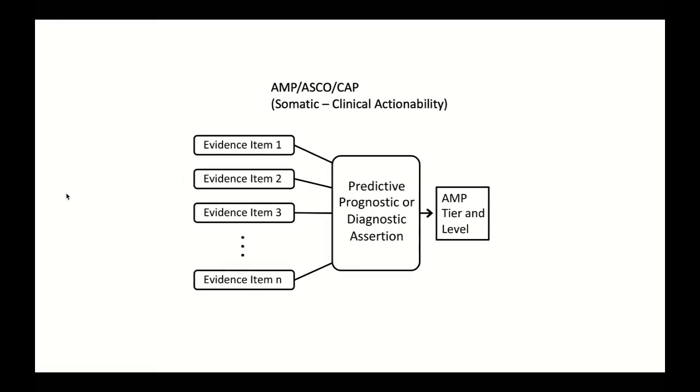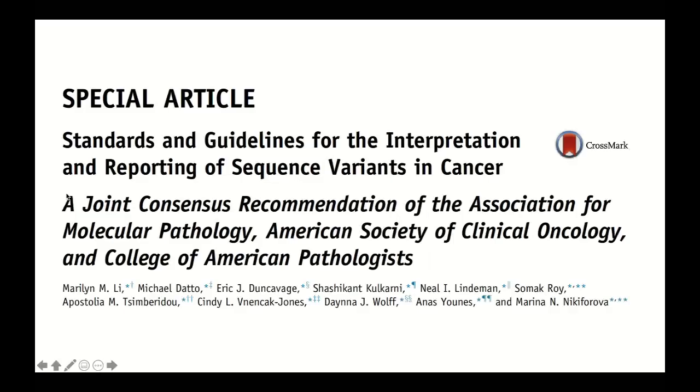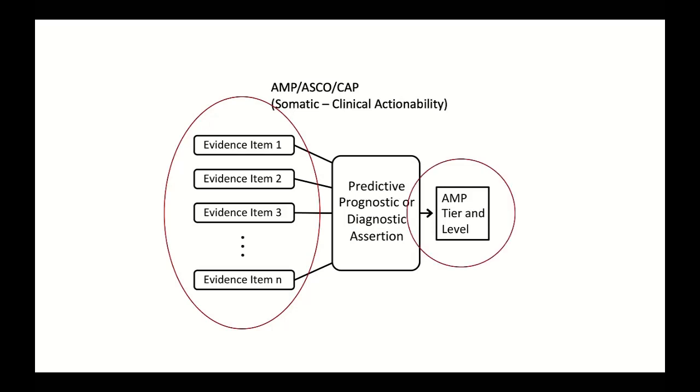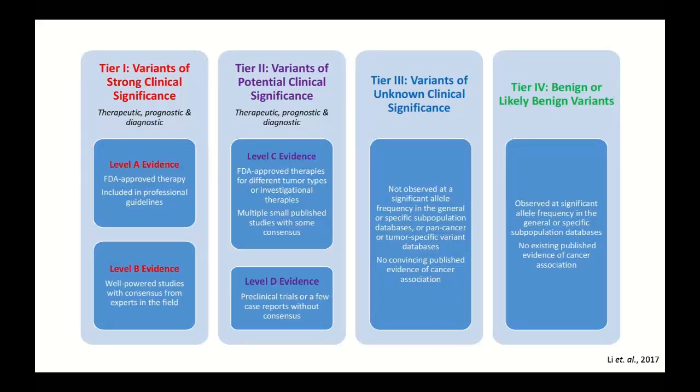This category of assertion integrates published guidelines set forth by the Association for Molecular Pathology, the American Society of Clinical Oncology, and the College of American Pathologists, which can be used to evaluate categorization of predictive, also called therapeutic, prognostic or diagnostic variant annotation, allowing a set of CIViC evidence items to support and underpin the AMP-ASCO-CAP variant tier and level, which are briefly summarized in this figure from the publication.